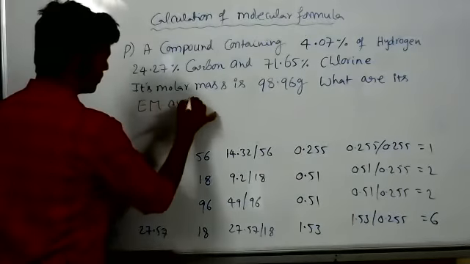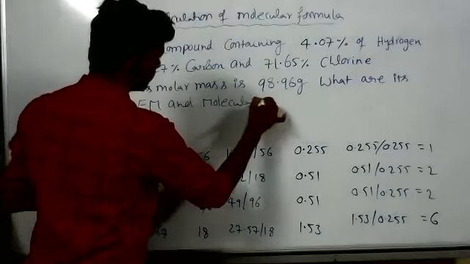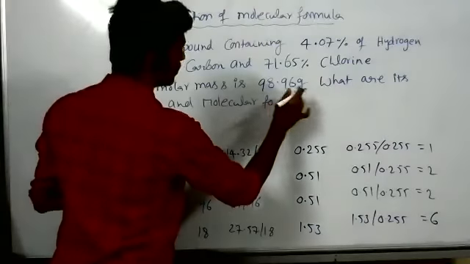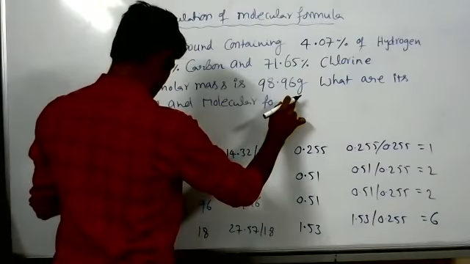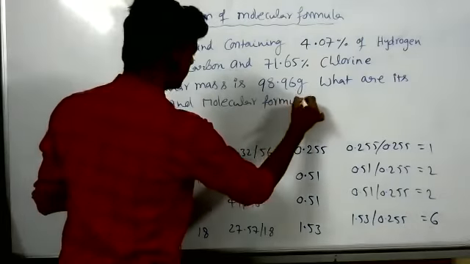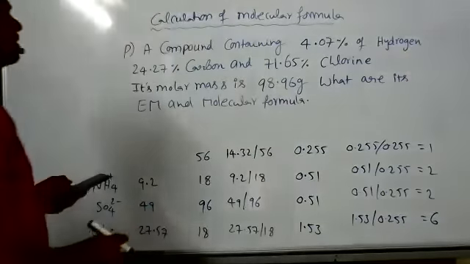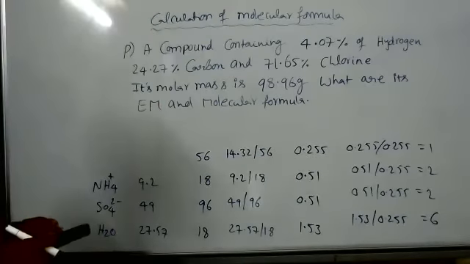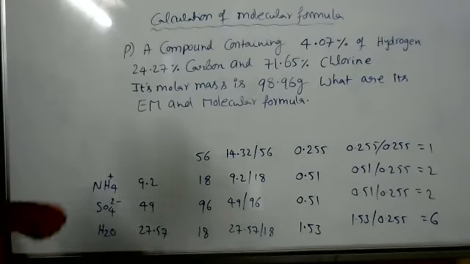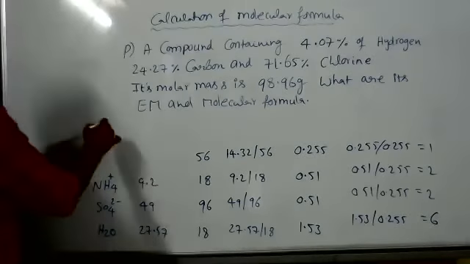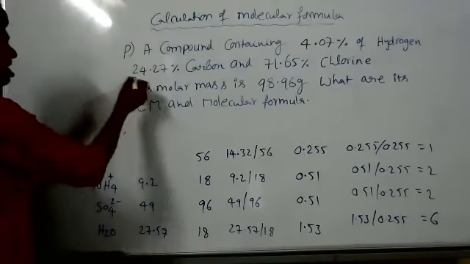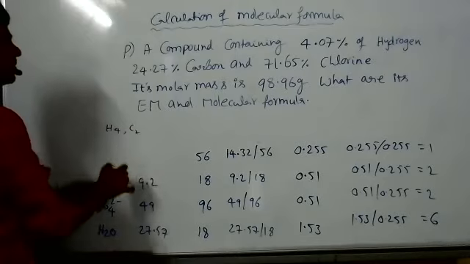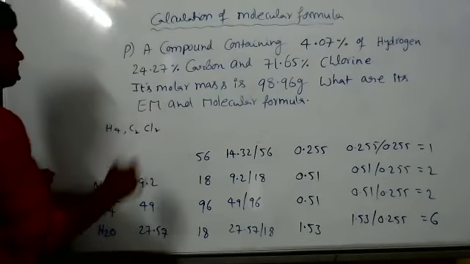Sir, if we see the percentages, 4.07 is, if we consider the total mass as 100 grams, right? Yes, so we can consider it as 100%. So we can say 4 atoms of hydrogen, 2 atoms of carbon, and 2 atoms of chlorine. Almost 4 grams means 4 hydrogens, carbon is 2, and chlorine is approximately 2, right?